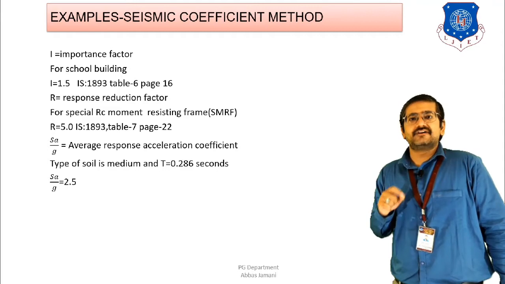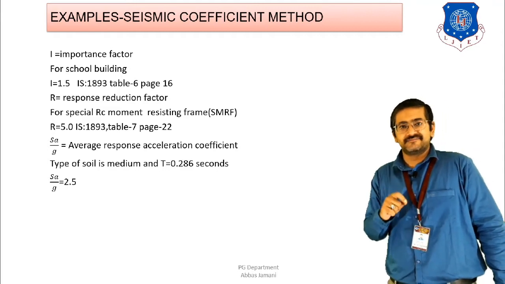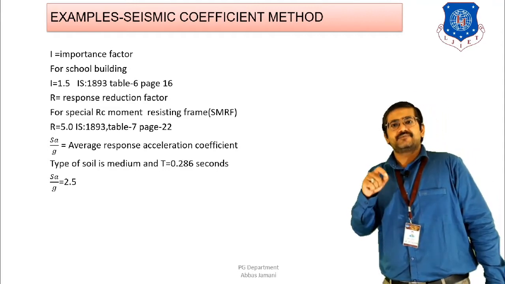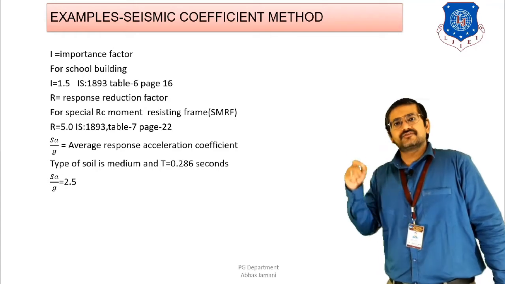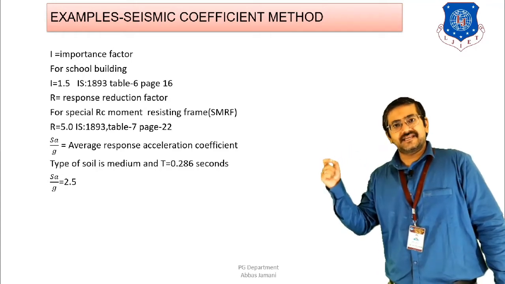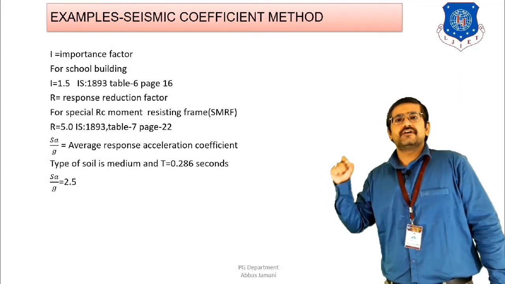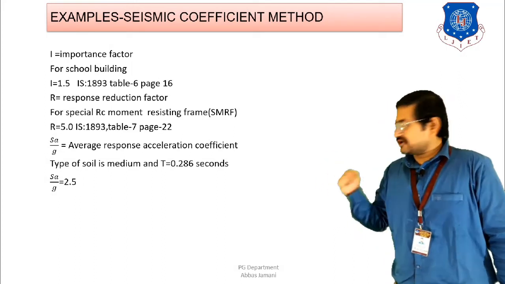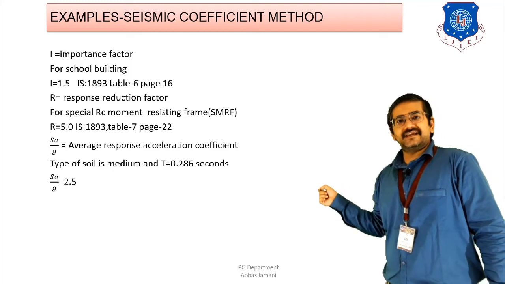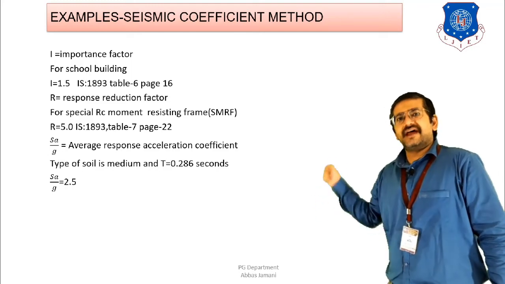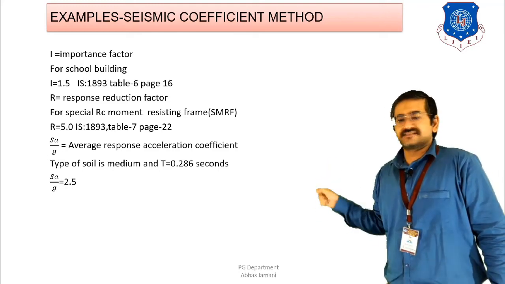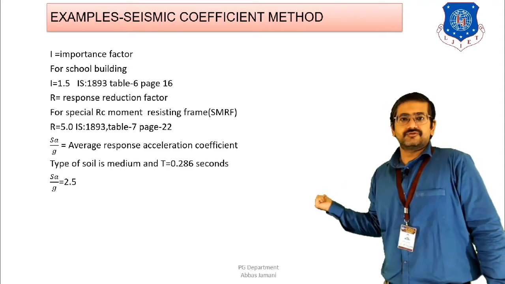Last is the value of SA by G, which is dependent on the time period. The time period value we have is 0.286. So we need to go to the table given in IS 1893 regarding the value of SA by G corresponding to medium soil and a value of 0.286. When you go there, you will get that for static analysis having medium soil and time period equal to 0.286, the value of SA by G will be equal to 2.5.